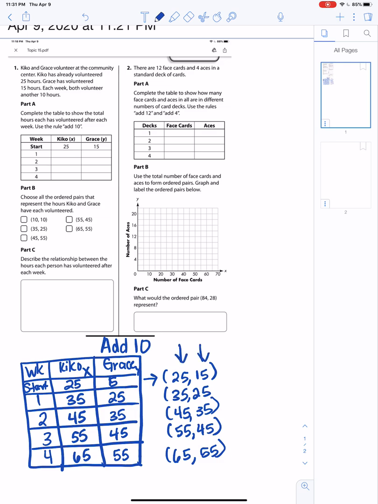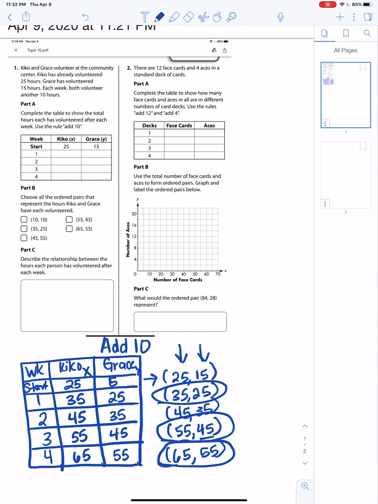So now I'm going to look at the ordered pair options and see which ones match. 10, 10. No, that's not one of mine. 35, 25. Yes, that is one of my ordered pairs, so I would select that one. 45, 55. No, I see 55, 45, but that matters because this has X and Y in this order, and their X and Y on that one doesn't match. But if I look at the 4th choice, 55, 45, yes, that is correct. Has to be in the right order. And then last but not least, 65, 55. Has to be in the right order.